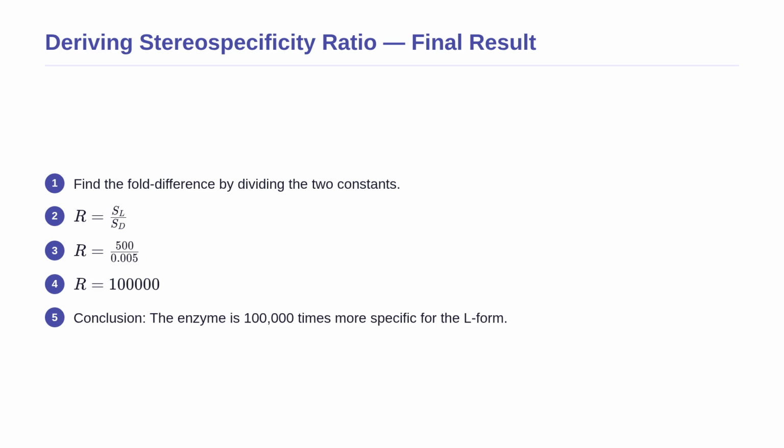Physically, this tells us that the active site is perfectly molded to fit the L form, while the D form simply cannot fit. This extreme mathematical difference is exactly why our bodies can safely rely on enzymes to never make a mistake when choosing between mirror image molecules.